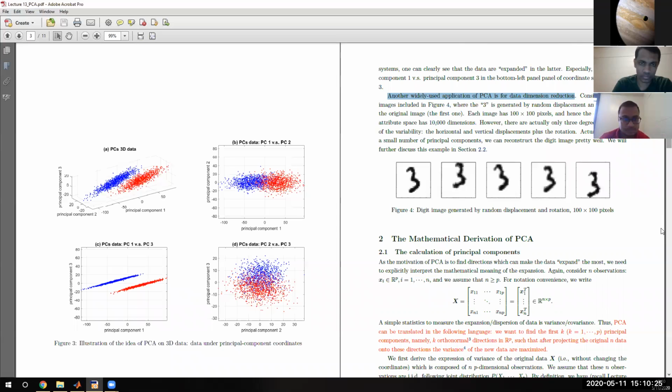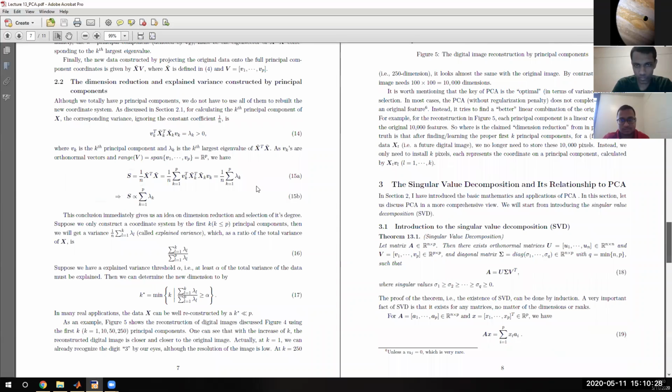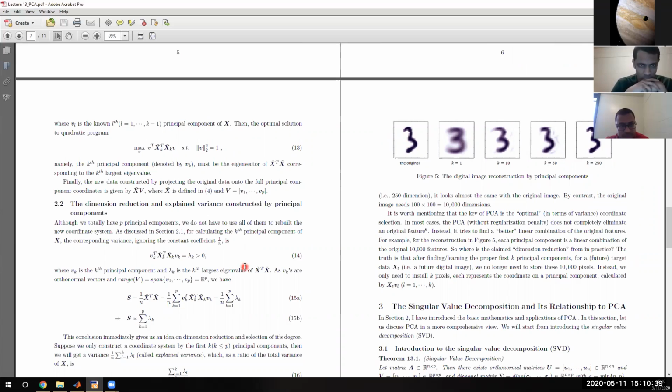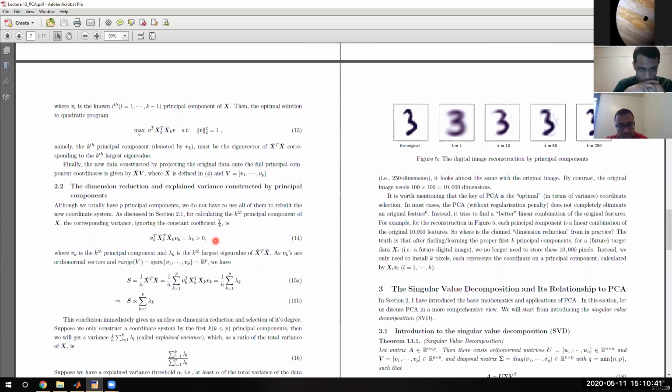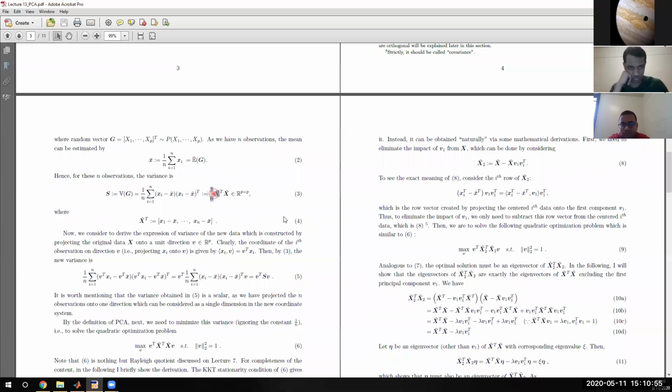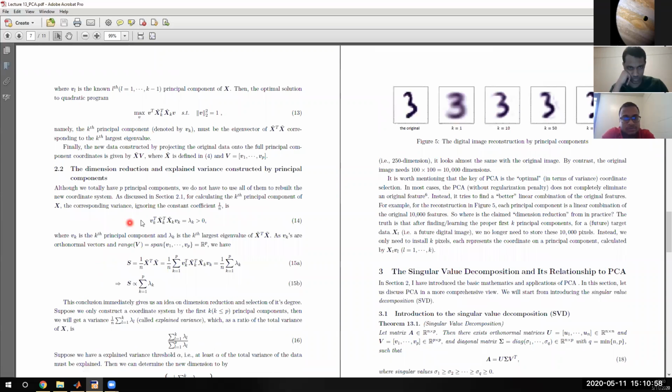So although here I have p principal components, the truth is that I don't have to use all of them to rebuild the new coordinate system. Why? Because think about this. For calculating the kth principal component, ignoring again the S, because S has a 1 over n here. Let's ignore this 1 over n because it's a constant. It doesn't matter. If we ignore it, we're going to have this part.